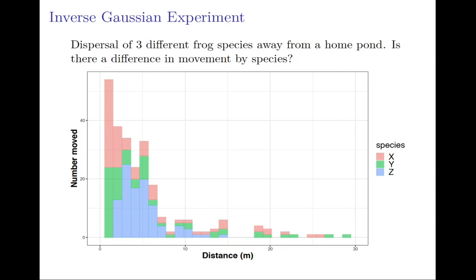And so what about an experiment? So let's say we have the dispersal of 3 different frog species away from a home pond. Is there a difference in the movement between these 3 species? And so here you can see the movement data is plotted. We have 3 species, X, Y, and Z, and here's their data in these 3 different colors.